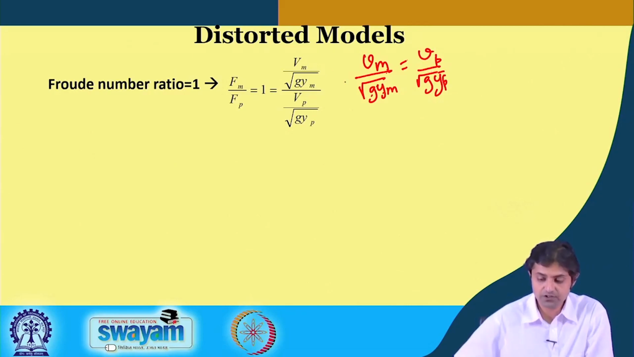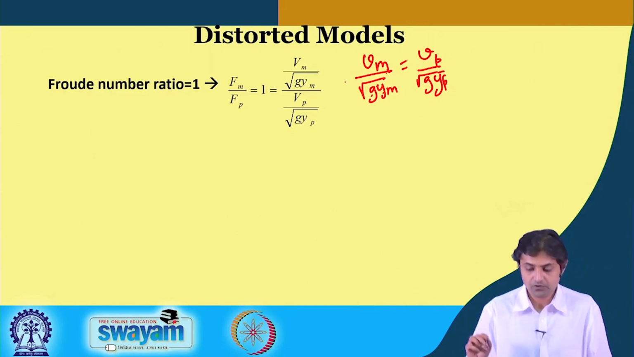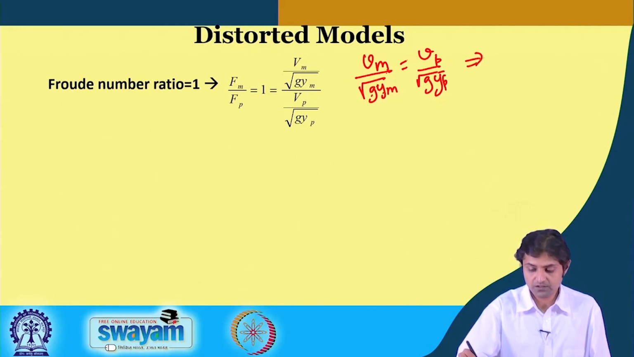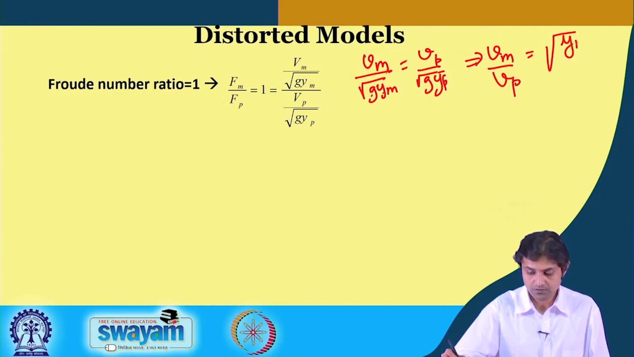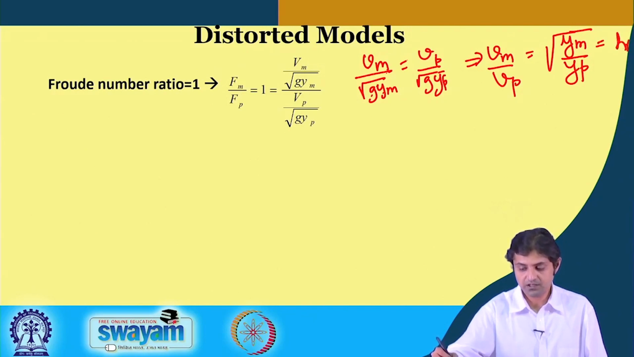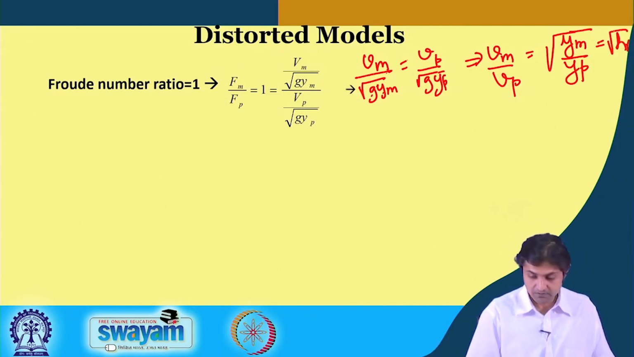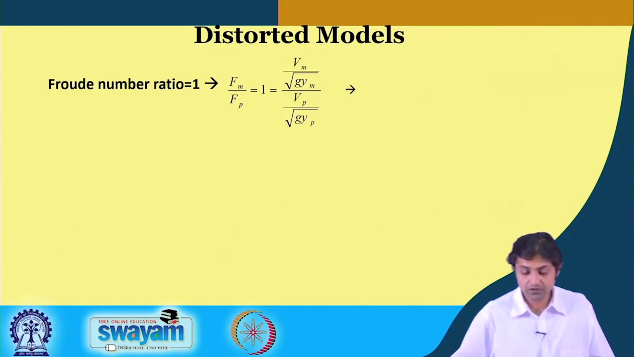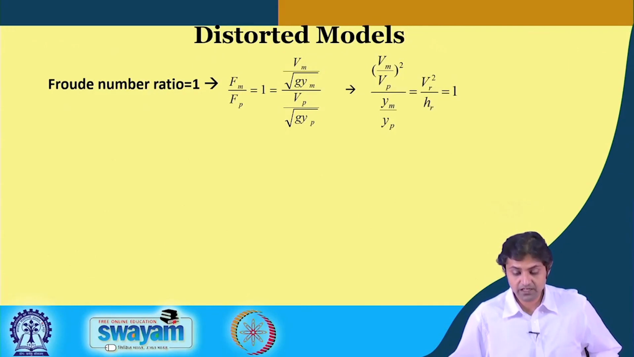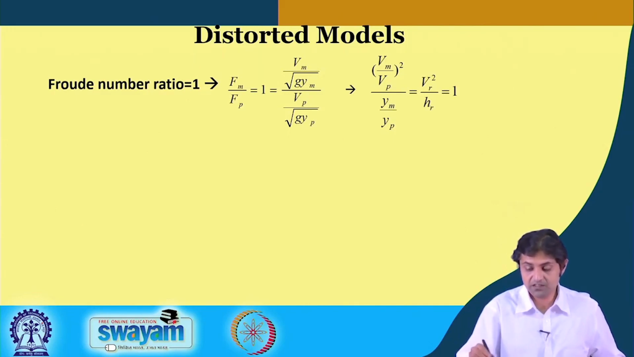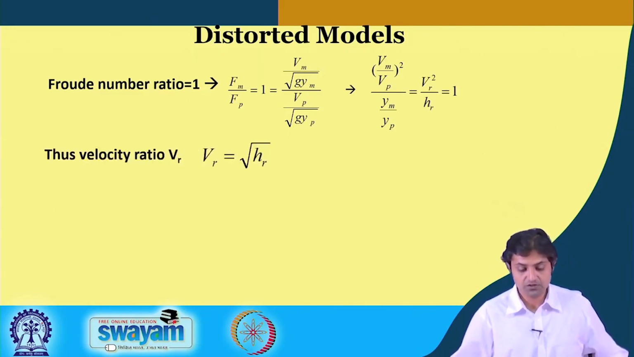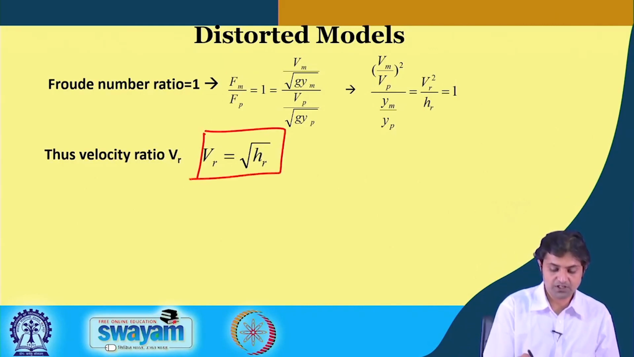That is what it means, Fr is equal to 1. So, this implies Vm by Vp is equal to under root Ym by Yp, and what is the ratio of Ym by Yp? It is HR. So, it is under root HR, but anyways we will see. Okay. So, Vm by Vp whole square by Ym by Yp is equal to Vr square by HR, another way of solving, and we get the same result. So, the velocity ratio is under root of HR.